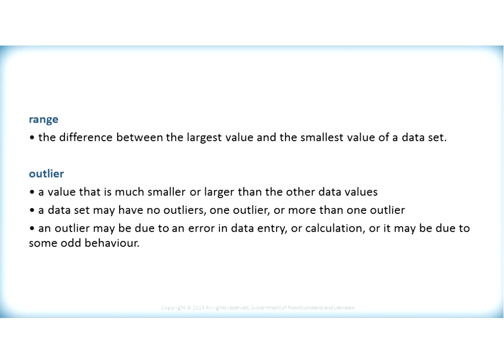So a few important definitions to start. The range is the difference between the largest value and the smallest value of a data set. And an outlier is a value that is much smaller or much larger than the other data values in a set. A data set may have no outliers, there might be only one, or there might be more than one outlier. And an outlier may be due to an error in data entry, or an error in calculation, or it may just be due to some odd behavior.